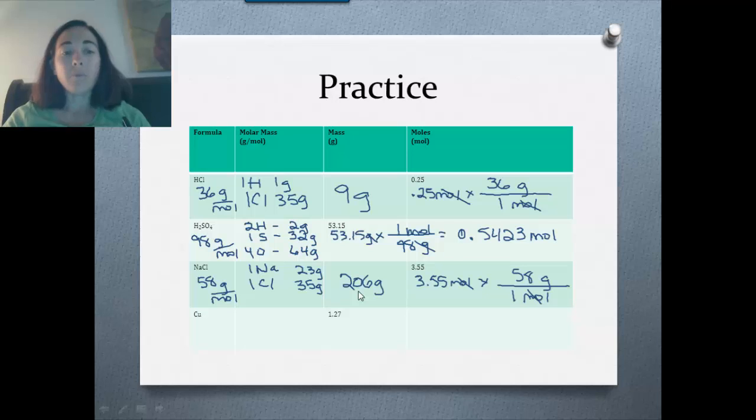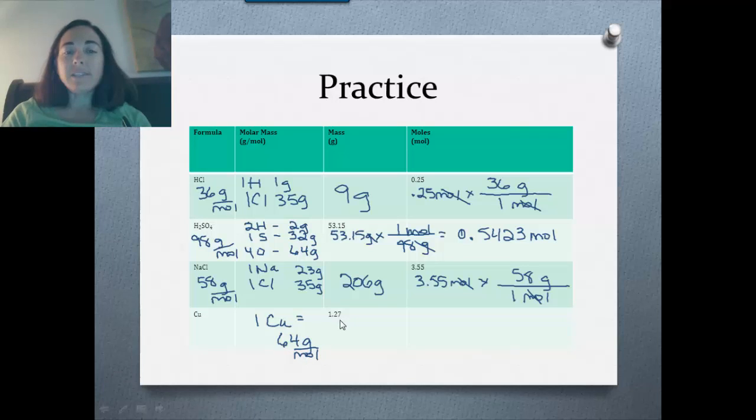Alright, great. One more. Let's see. Hopefully you're getting this pattern now. I've got an element here, copper, but that's not going to change anything about our math. If you look up copper on the periodic table, the mass of copper is rounded to 64 grams per mole.